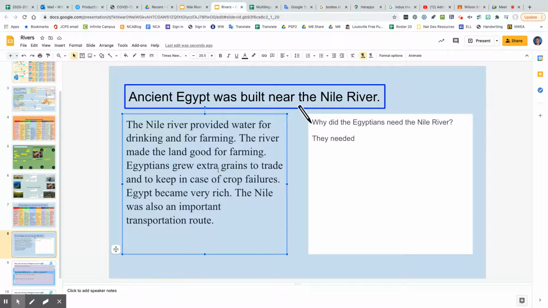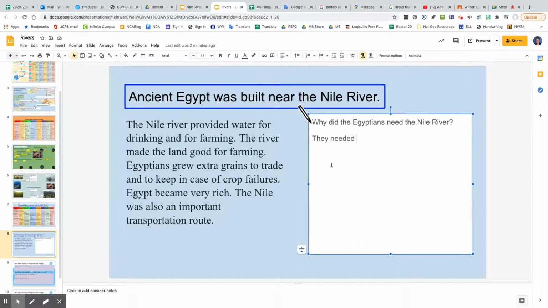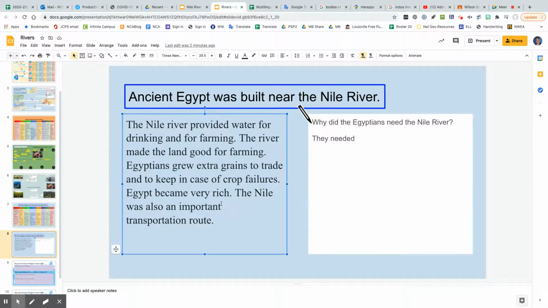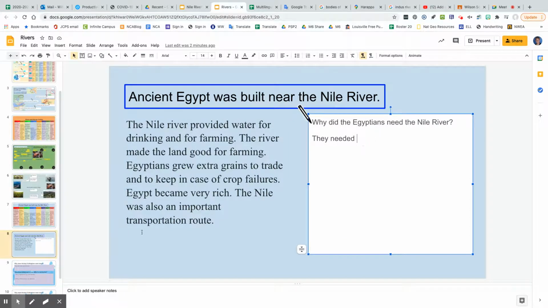Egyptians grew extra grains to trade and to keep in case of crop failures. Egypt became very rich. Oh, they needed money to become rich. The Nile was also an important transportation route, so they needed transportation. So you write some of those words over here for what they needed.